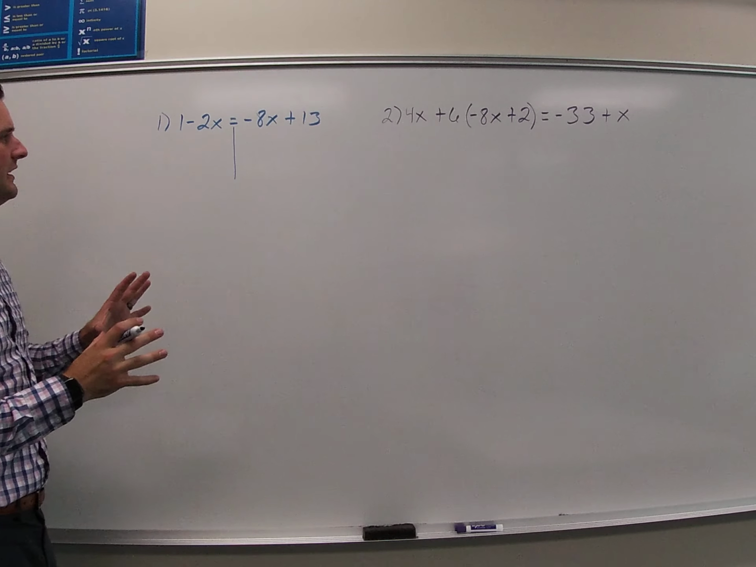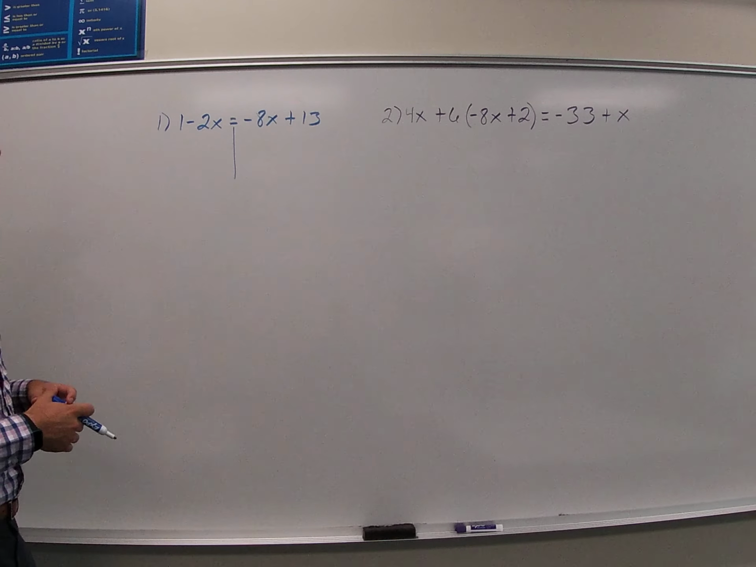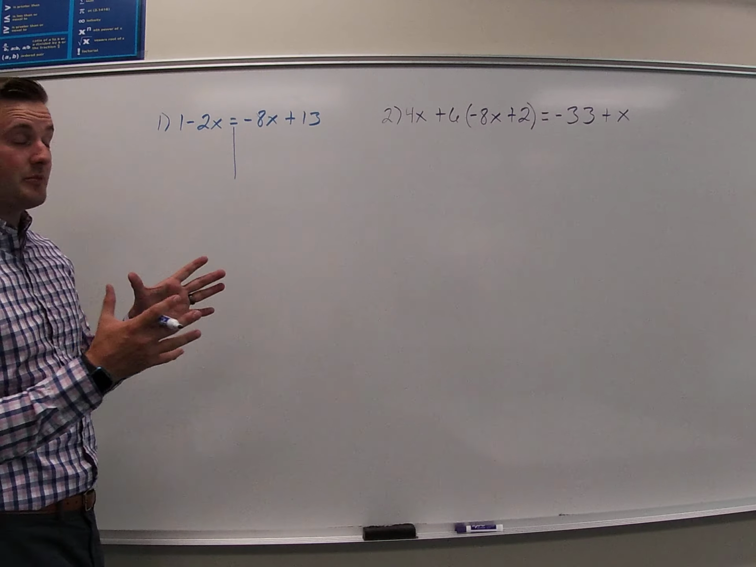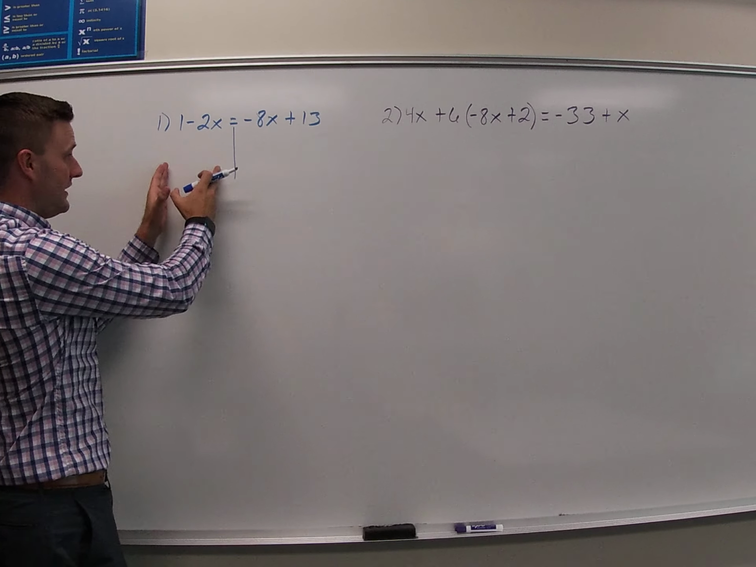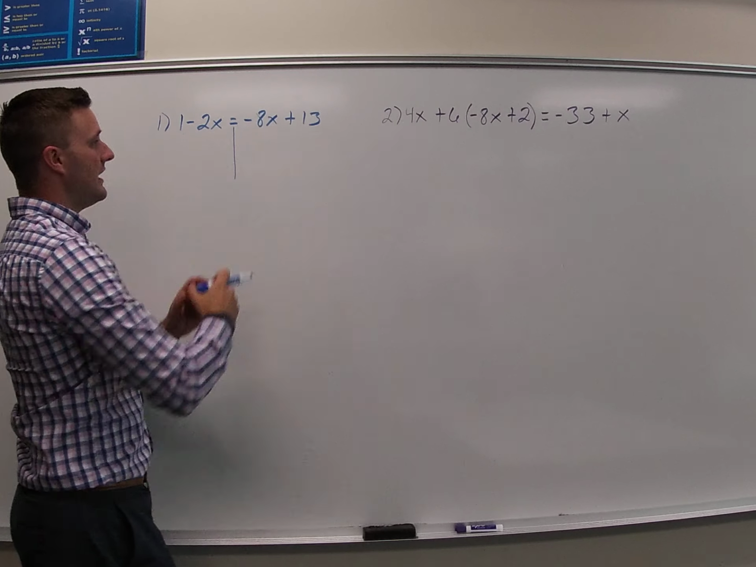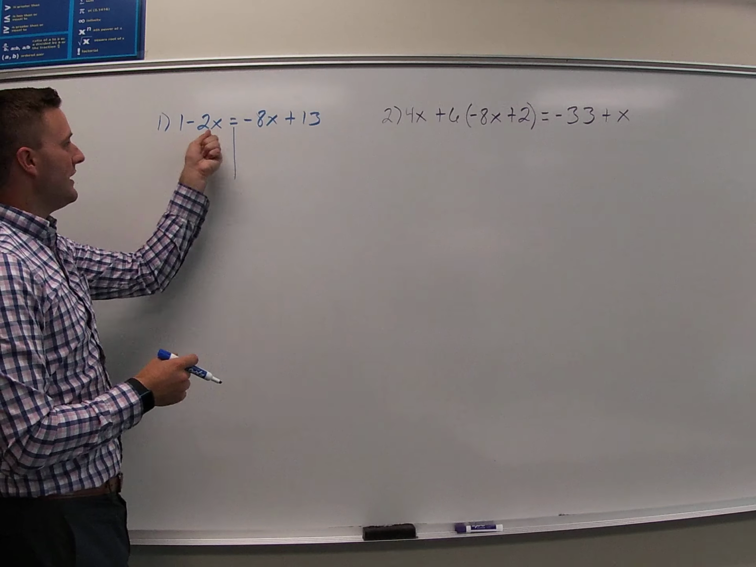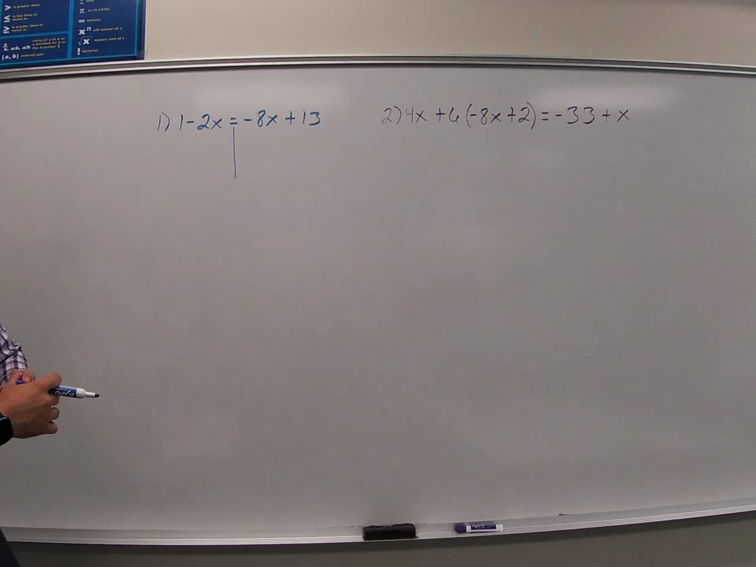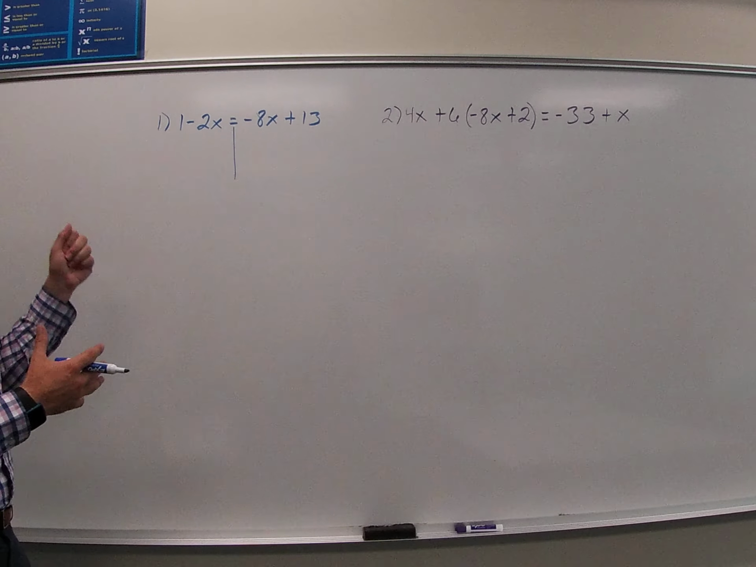First thing I want to look for, I don't have anything to distribute here. There are no parentheses. I don't have like terms that I'm going to combine on the same side. So I don't have any like terms over here, and I don't have any like terms on the right-hand side. But I do notice that I have variables on both sides of the equal sign. So how do we deal with that? We want to get all the variables to one side of our equal sign first.